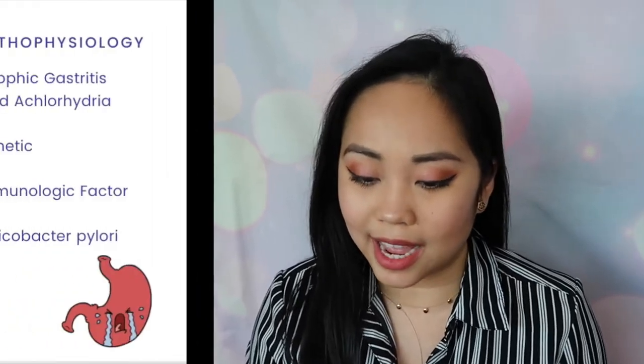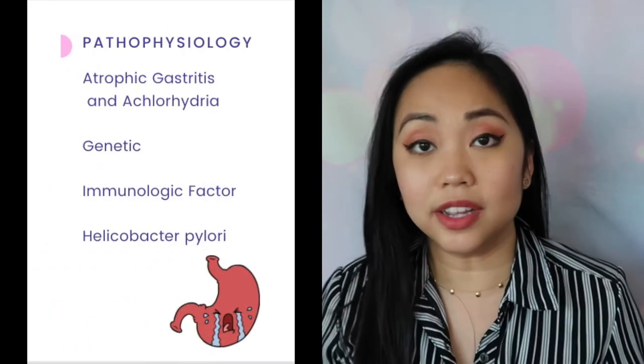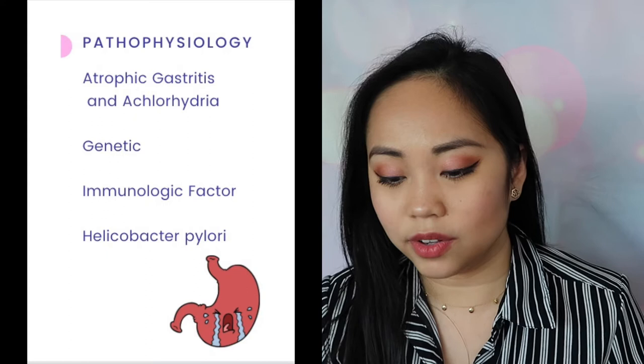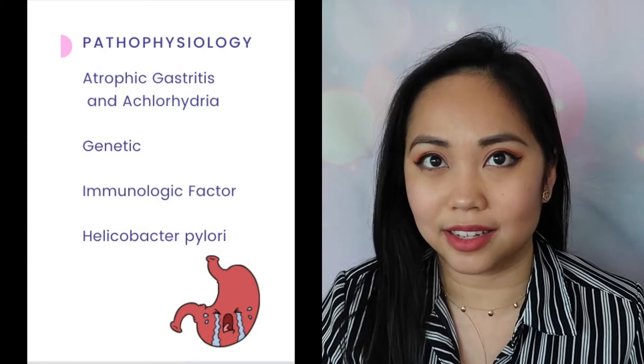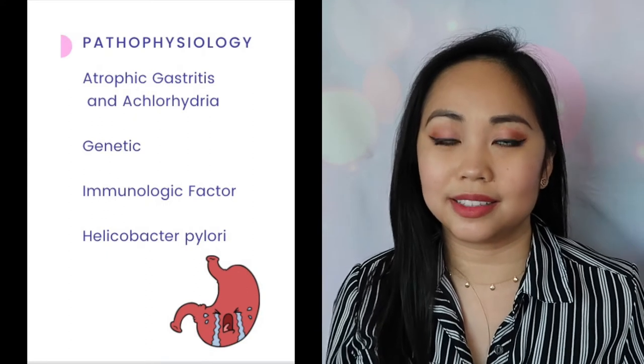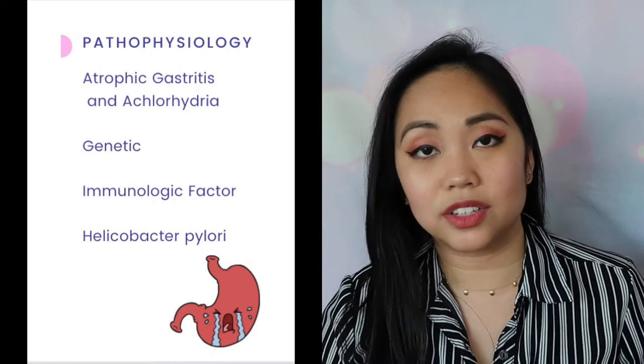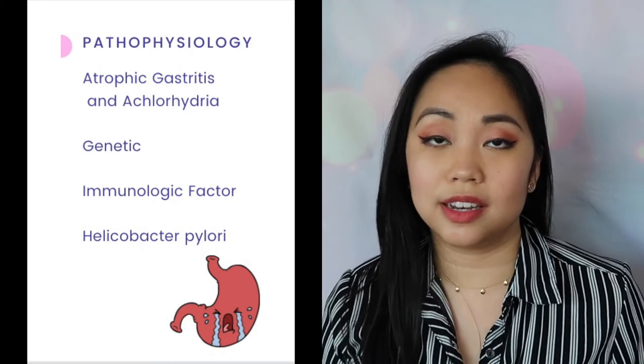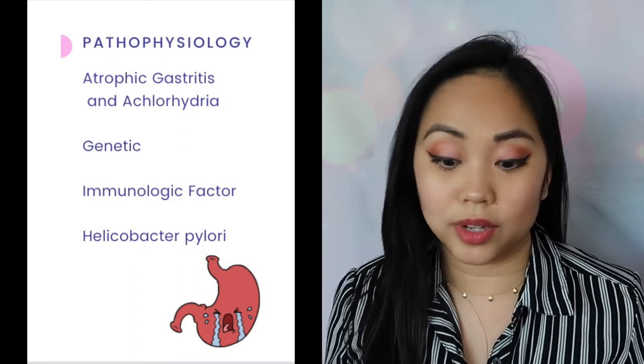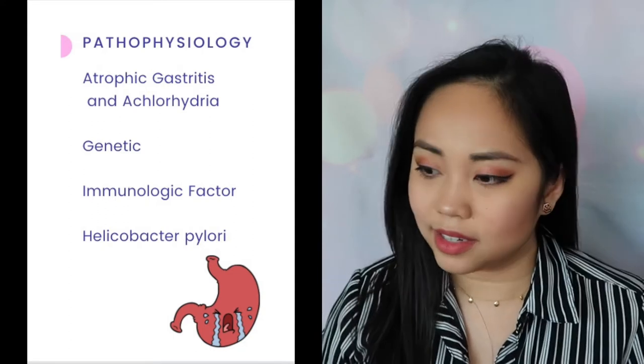So pernicious anemia is characterized by the lack of hydrochloric acid or achlorhydria and the atrophy of gastric parietal cells, or the wasting away of the parietal cells. And the parietal cells are the ones in charge of producing the intrinsic factor. So that's what's happening. And so that's that.